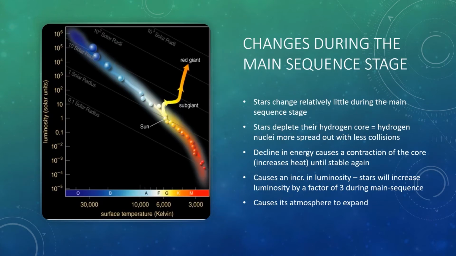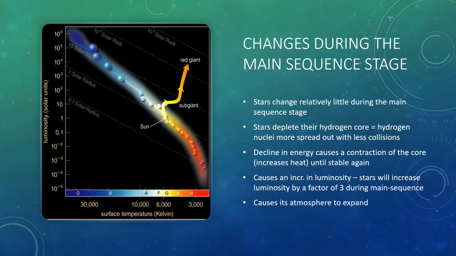Stars change relatively little as they live during their main sequence phase, but they do change some. Stellar structure models tell us that a star depletes the hydrogen in its core, meaning that hydrogen nuclei become more spread out and less likely to collide, and the decline in energy production causes the star's core to contract slightly, compressing and heating the core greater, driving up the temperature until the overall rate of the reaction once again generates enough heat to support the star. During this time, the star will increase in luminosity by a factor of 3, causing its atmosphere to expand in response.